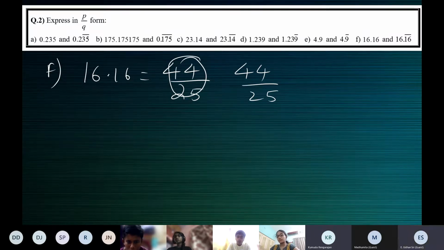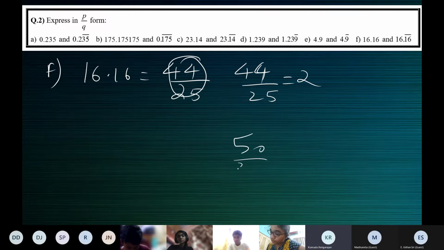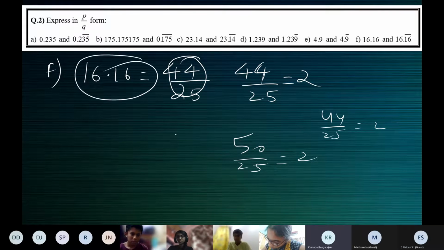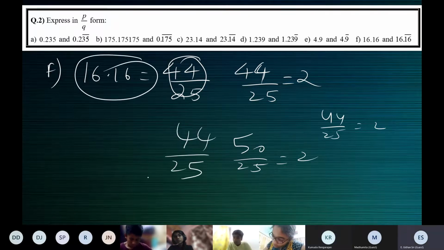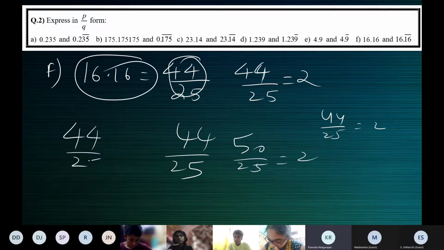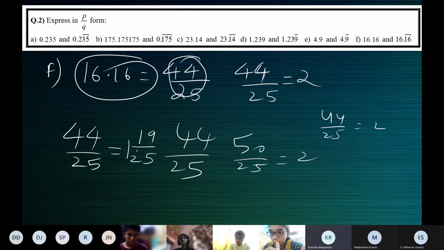25 ones are 25, 25 twos are 50. Now 44 by 25 is not even 2. See, 50 by 25 is only 2. It's 44 by 25, it's not even 2. You must get 16.16. How can it be 44 by 25? Please understand. When you put this as a mixed fraction, it is 1 and 19 by 25. But it should be 16.16. So straight away, your answer is incorrect.